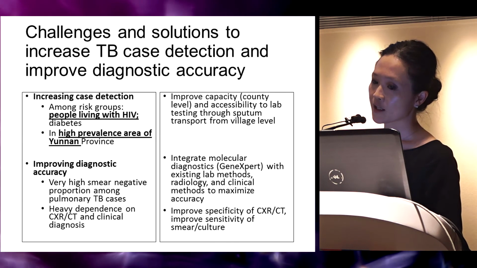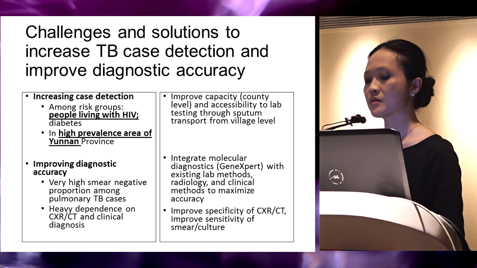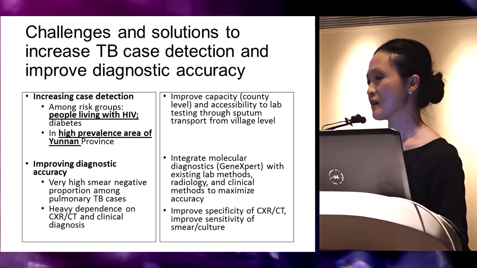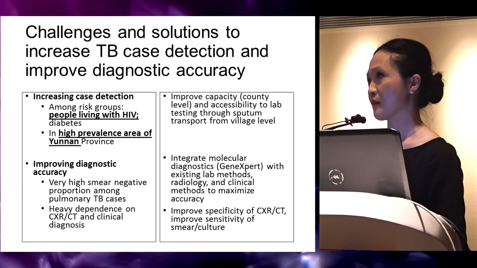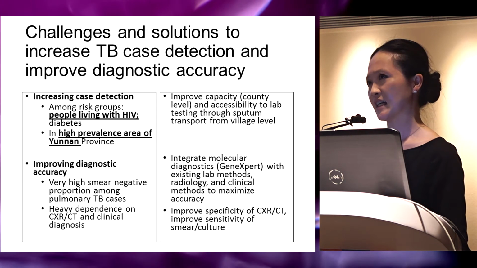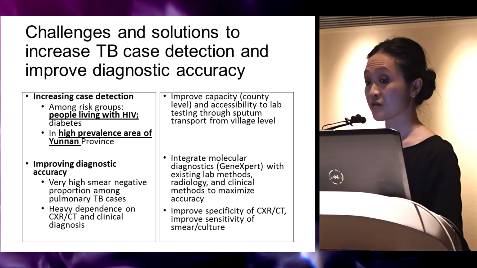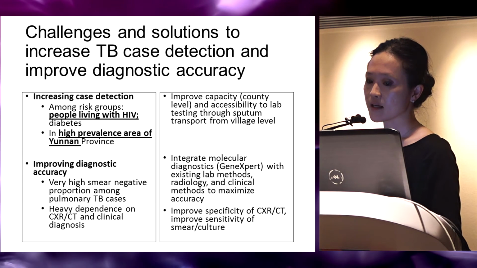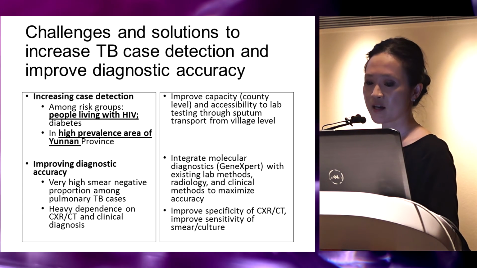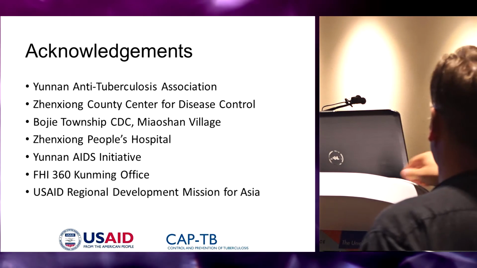In terms of improving diagnostic accuracy, we would like to see the integration of molecular diagnostics, specifically the GeneXpert, with existing lab methods, radiology, and clinical methods. Like I said, this issue of high proportion of smear negativity is not unique to this province and certainly not unique to this county. There are some provinces in China where I think the proportion of smear positivity is very, very low, like 20%. So I think it's not going to be a simple solution, but certainly we would like to start tackling the problem. And then number 3, improve upon the specificity of X-ray and CT scan for diagnosing TB. It's too sensitive, not specific enough. And improve upon the sensitivity of smear and culture so that we can have better data to support the diagnoses.